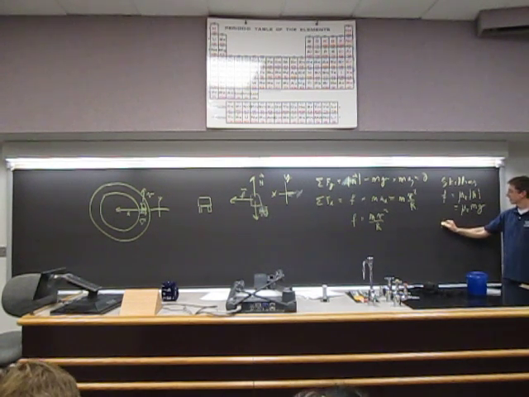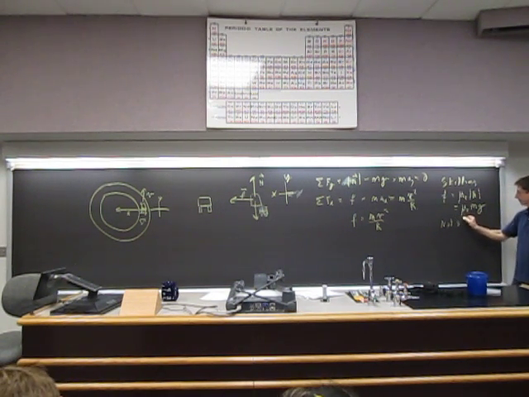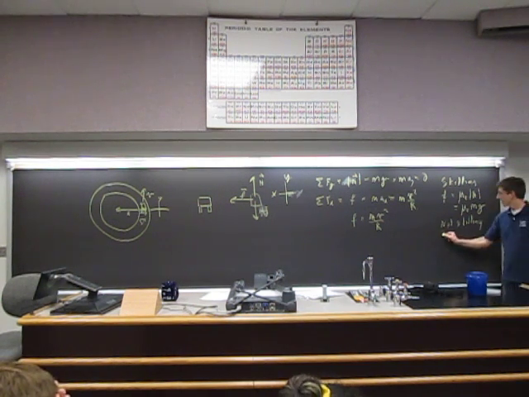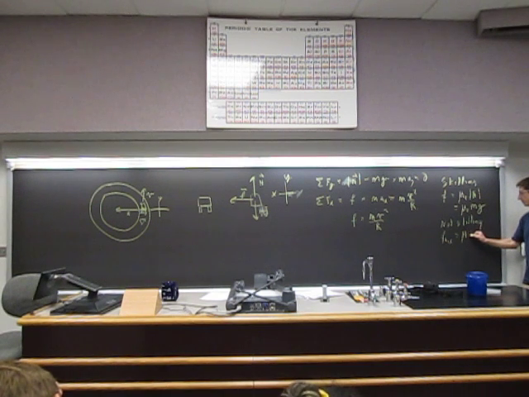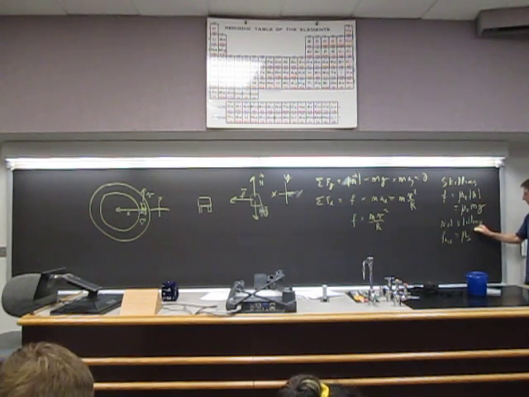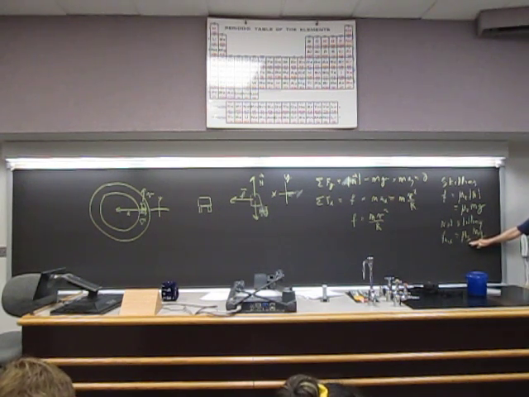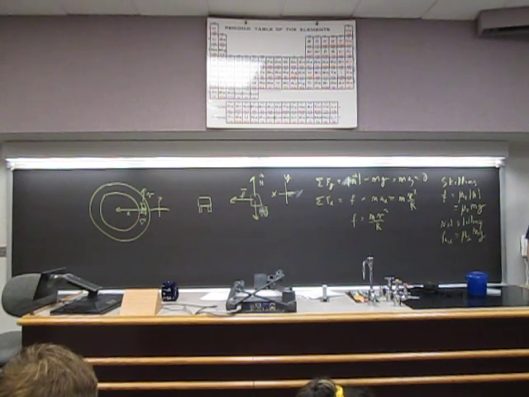If it's not skidding, the friction force can take a range from zero up to a maximum value, where F max is the coefficient of static friction times the normal force. Okay, that's the maximum possible friction force. It can be anywhere from zero to this maximum value if it's not skidding.